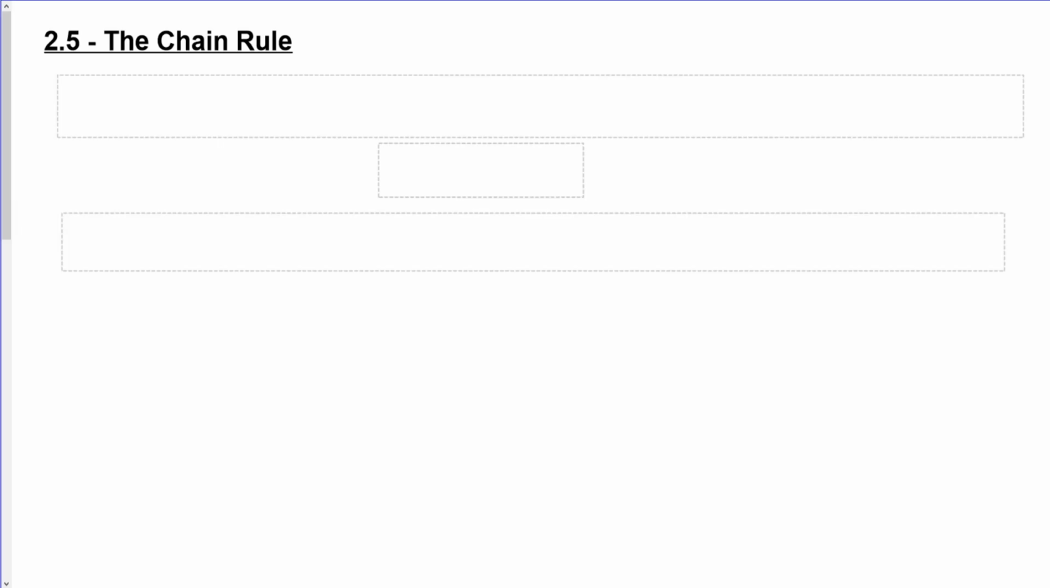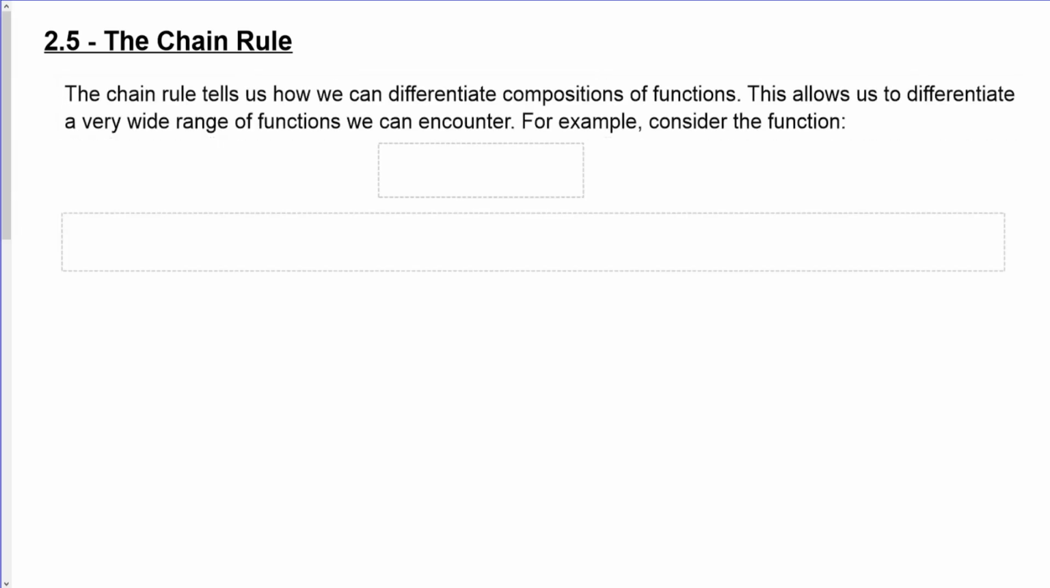In this lesson, we're going to talk about the chain rule. The chain rule tells us how we can differentiate compositions of functions. This allows us to differentiate a very wide range of functions that we can encounter. For example, consider the function f of x equals 3 times the quantity 1 plus 2x squared, all together squared.